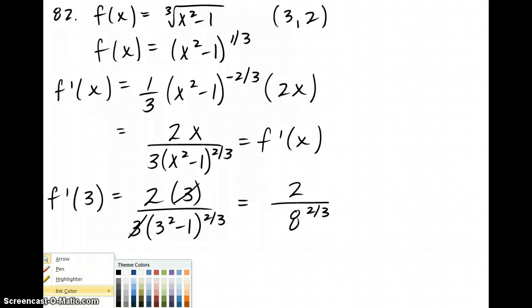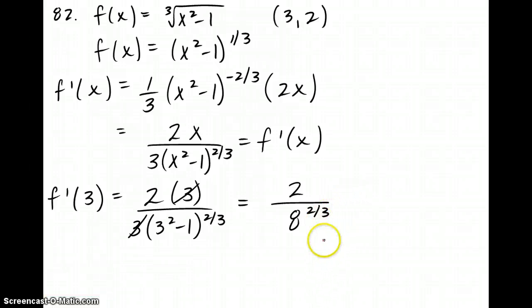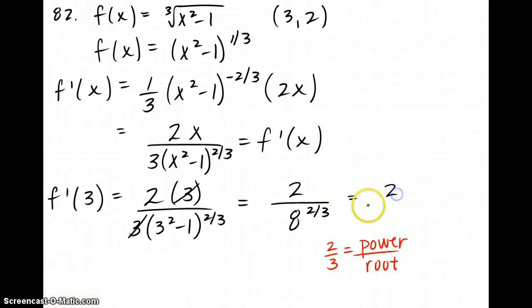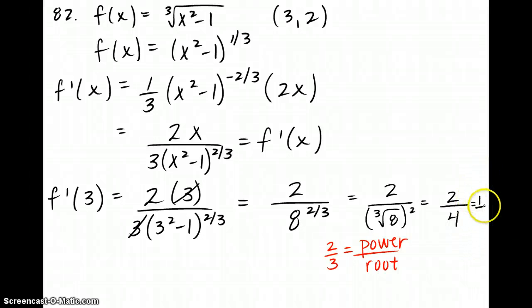Okay, so the 2/3 power, remember rational exponents, power over root. So I have 2 all over the cube root of 8 to the second power. Cube root of 8 is 2. 2 squared would give me 4. So the derivative would be 1/2.